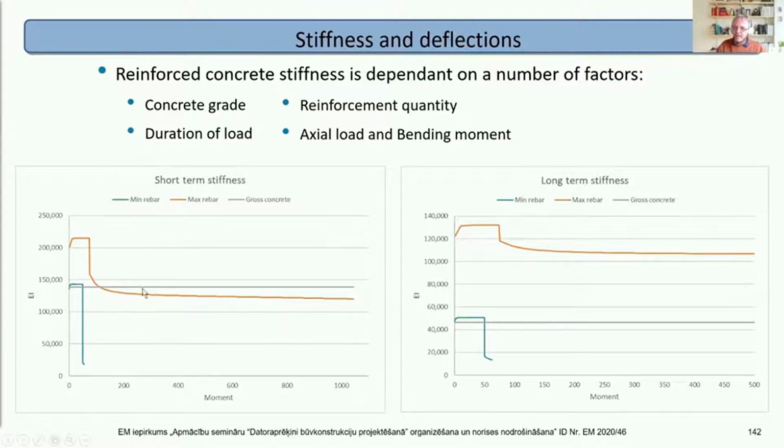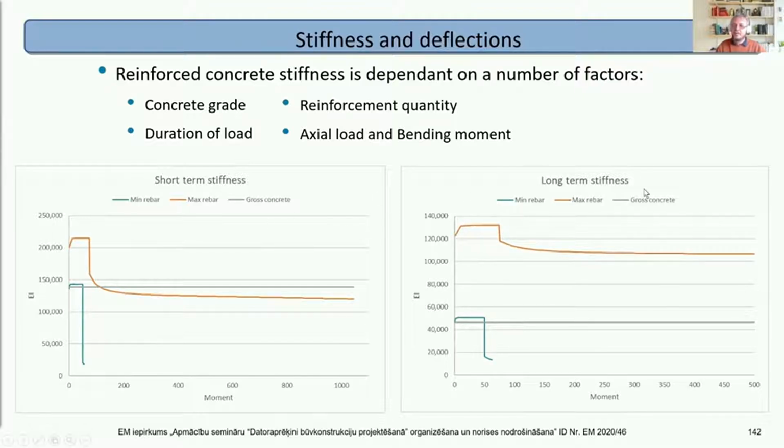And this grey line here is the EI value of the gross concrete, the straightforward concrete rectangle. And you can see for short-term loads, the gross concrete is pretty similar to the section with the maximum rebar. For long-term loads, the reinforcement makes a significant effect, and the gross concrete is closer to the minimum reinforced section. And again, change in stiffness with bending moment and axial load is not covered.